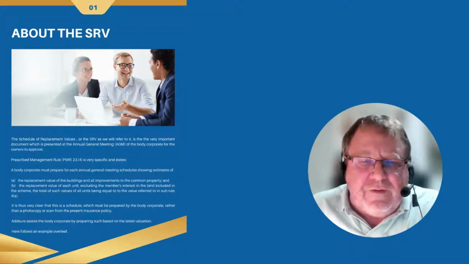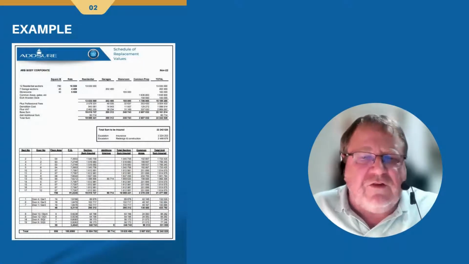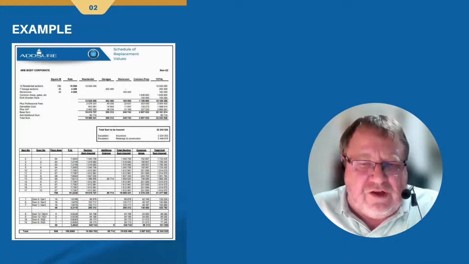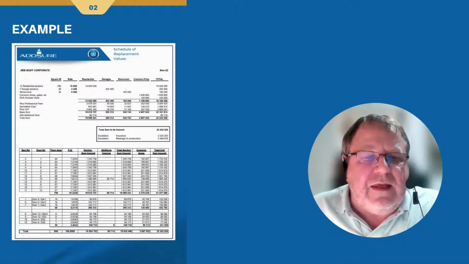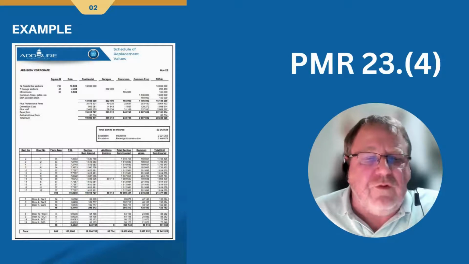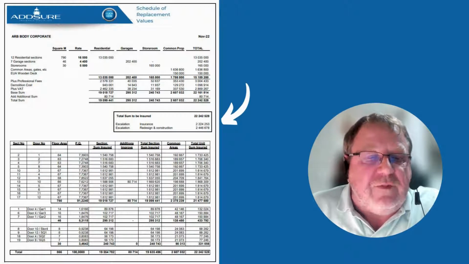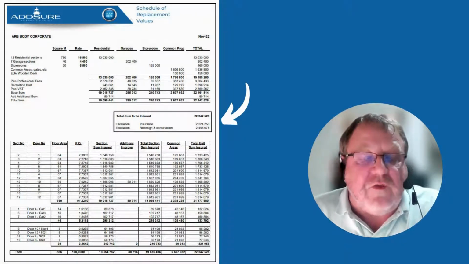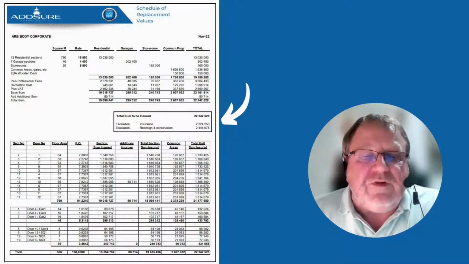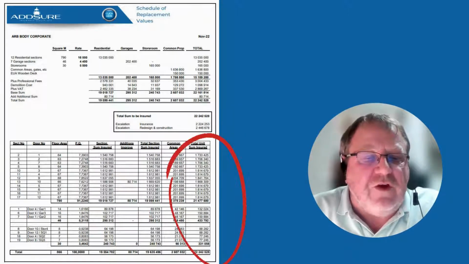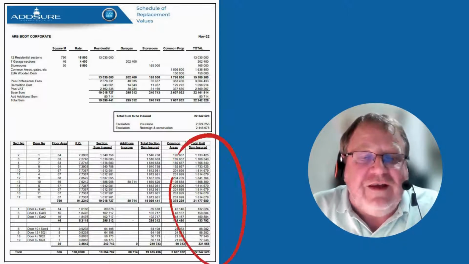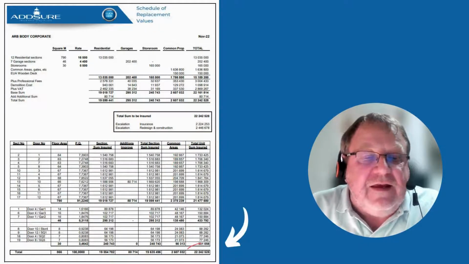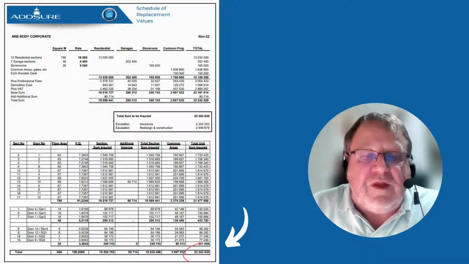So first of all, understanding the schedule of replacement values. It looks just like this. It's a schedule according to prescribed management rule 23.4, which is actually quite specific. It must set out and show the estimates of the replacement value of the buildings and all improvements to the common property. And it must also show the replacement value of each unit, excluding the member's interest in the land, and the total of such values must be equal to the value referred to in A.